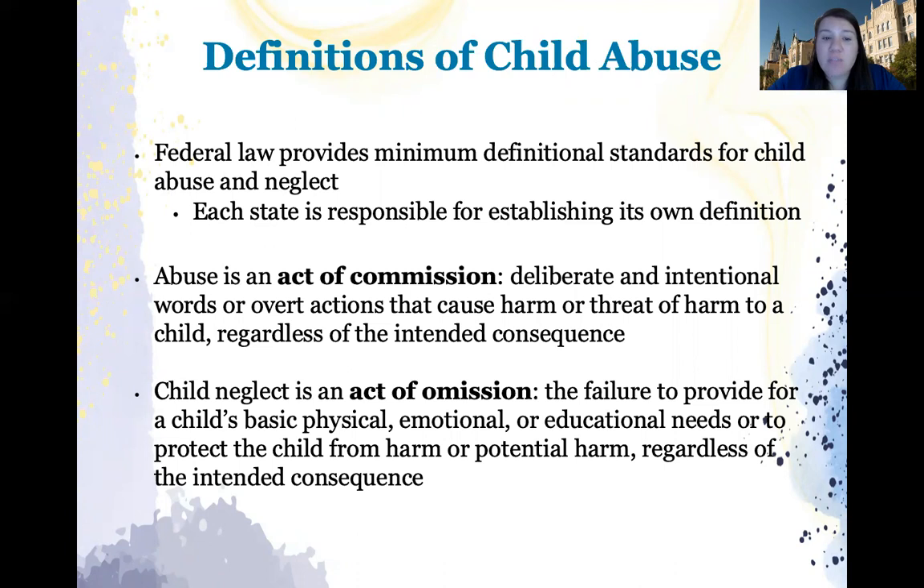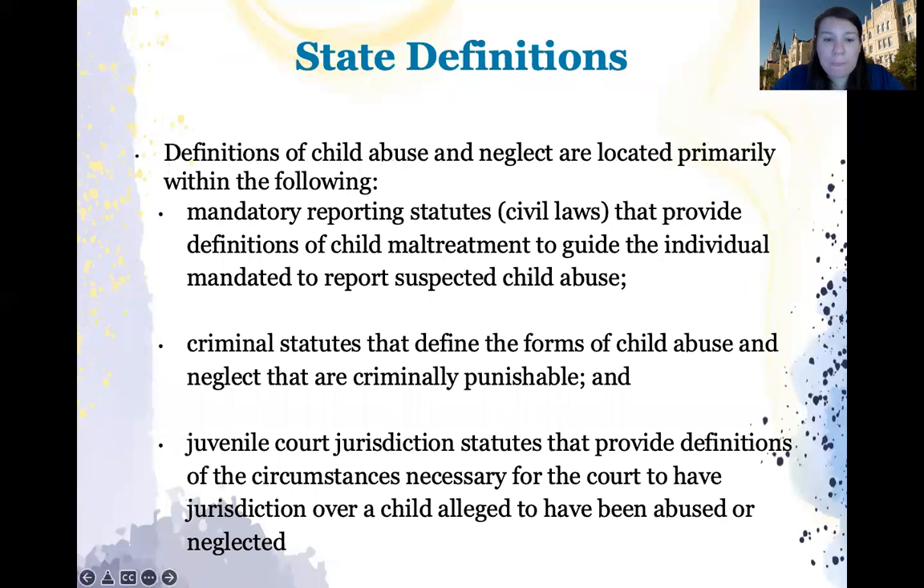And then child neglect is an act of omission. And so this is the failure to provide for a child's basic physical, emotional, or educational needs. It also includes a failure to protect the child from harm or potential harm, regardless of the intended consequences. So again, each state varies. So that's part of some of the struggles that researchers have with it.